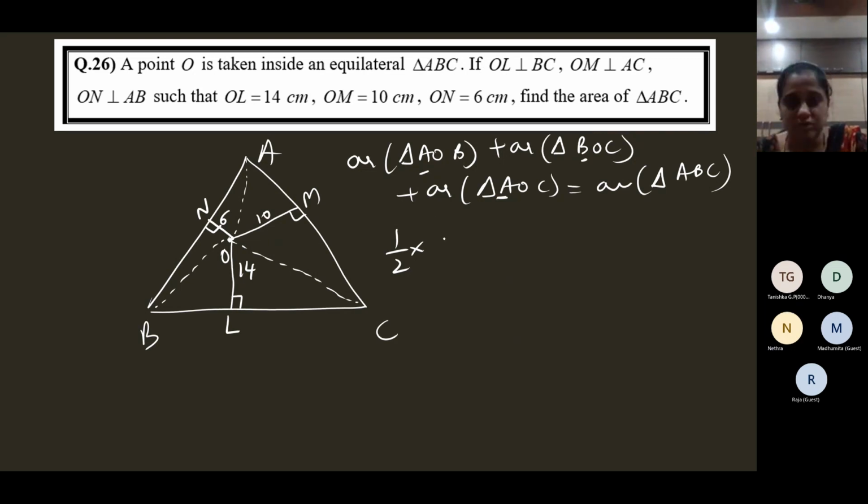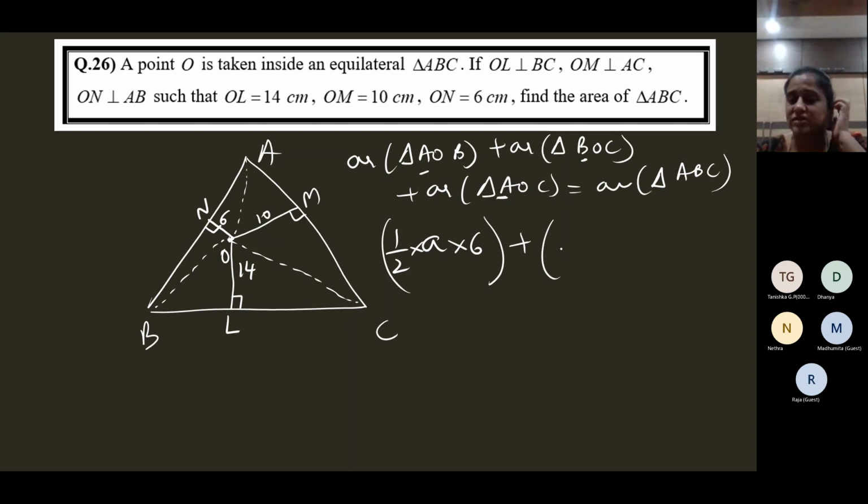Yes, ma'am. Okay, and what is the side? What is AB for the equilateral triangle? Side, which is A units. In general, we say side of the equilateral triangle is A. That's what I've written. Into what is the height ON? 6. Now tell me for the others.